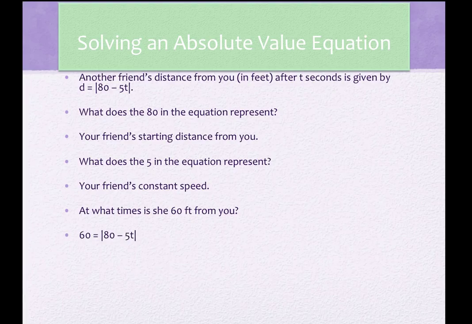And so now I'm going to give you a moment to solve this. Please pause the video. Remember, whatever's in the absolute value sign has to be 60, or it can be negative 60, because the absolute value of 60 is 60, and the absolute value of negative 60 is 60. So we solve this by subtracting 80 and dividing by negative 5.